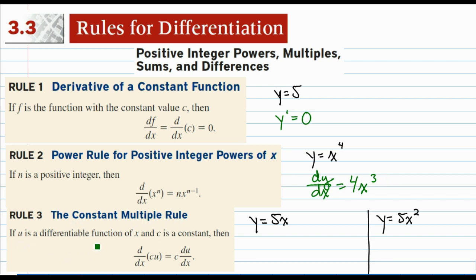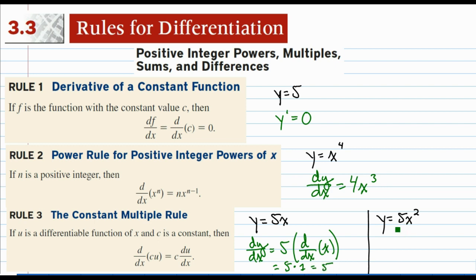The constant multiple rule. If u is a differentiable function of x and c is a constant, then the derivative of this constant times a function is, you can take the constant and put it on the outside. So if I start out with y equals 5x, 5 is my c value, my multiplier. So then I'll take dy dx equals, put 5 on the outside, and now I'm only taking the derivative of x. Well, let's see here. The derivative of x. x is to the first power. So I'll take that first power, put it down as a coefficient, and now I have x to the 0, which is just 1. So 5 times 1 is 5.